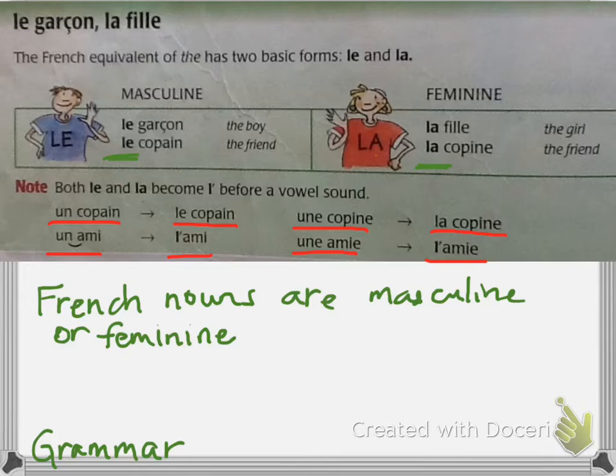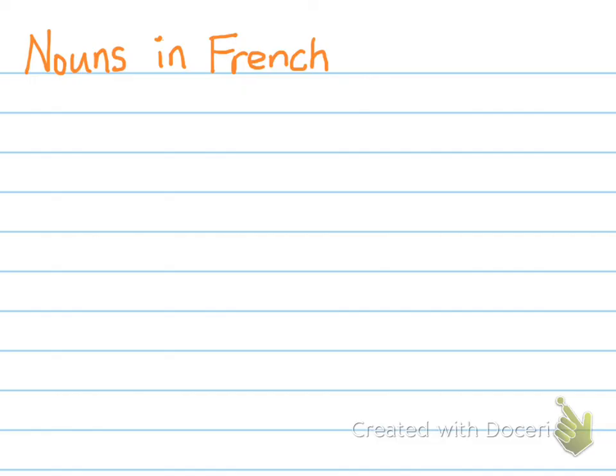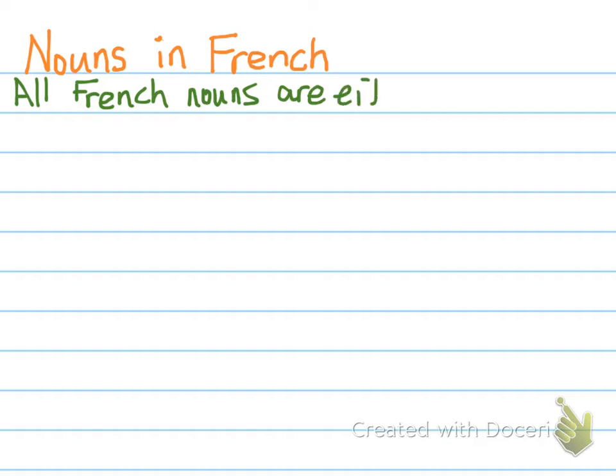Again, here, notice I can tell that I'm talking about a girl because I have that ami ending in an E, which tells me that it's feminine. So, again, a little bit of notes on nouns in French. Again, we have talked now several times about the fact that all French nouns are either masculine or feminine.